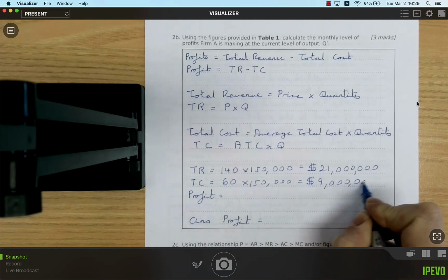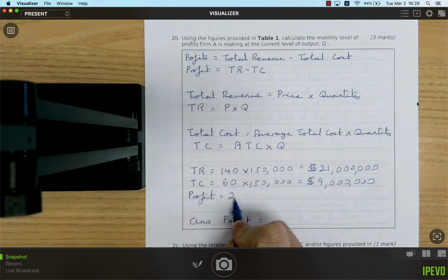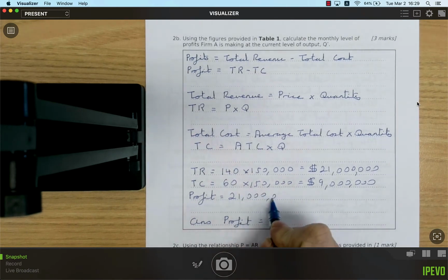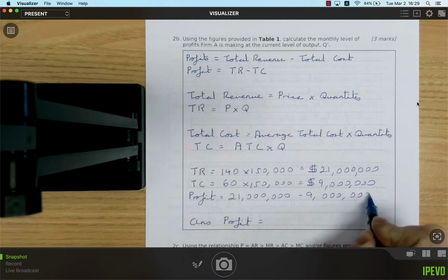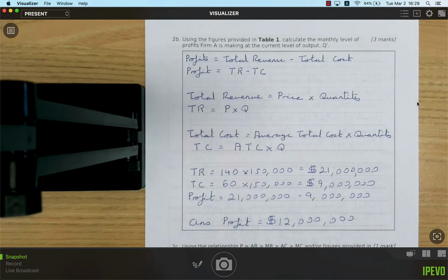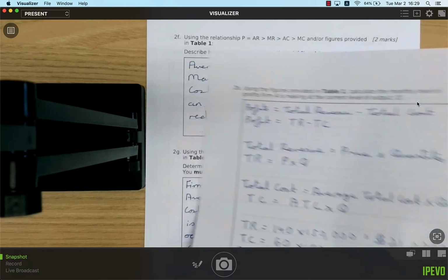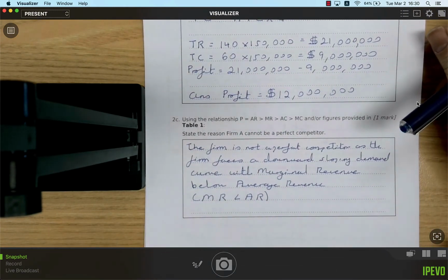So profit is simply total revenue minus total cost. So we've got 21 million minus 9 million, and I worked that out to be $12 million. And you can see all of that. Excellent. Okay, I hope that makes sense, guys. I really do. Okay, so using the relationship P equals that, all that kind of stuff.